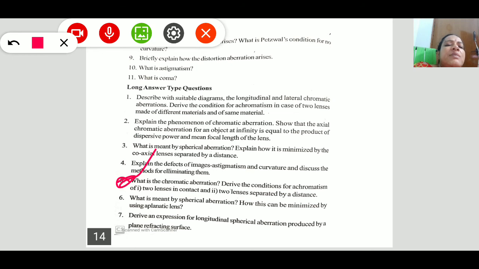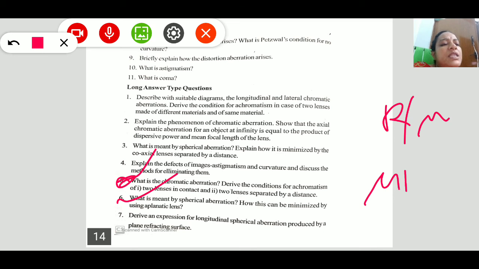Next, what is meant by spherical aberration? How can this be minimized by use of an aplanatic lens? This is also important. Aplanatic means when we place the object at distance r by mu, the image is formed at a distance of mu r. So this we have to show. These are the conjugate points.